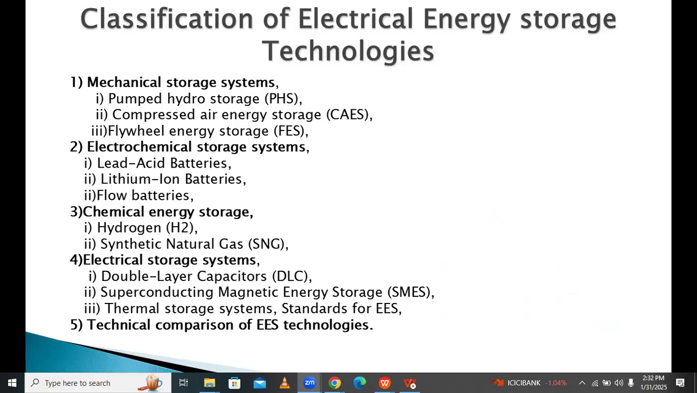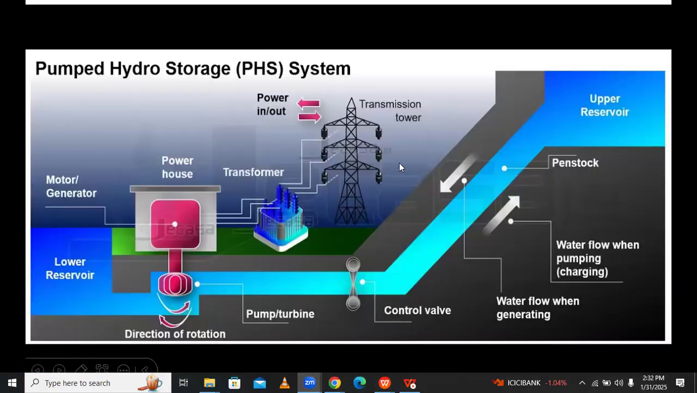So first, pumped hydro storage systems, PHS. This is the schematic diagram of a pumped hydro storage system. It has two main components, the upper reservoir and the lower reservoir. Here we store energy in the form of potential energy in the upper reservoir.